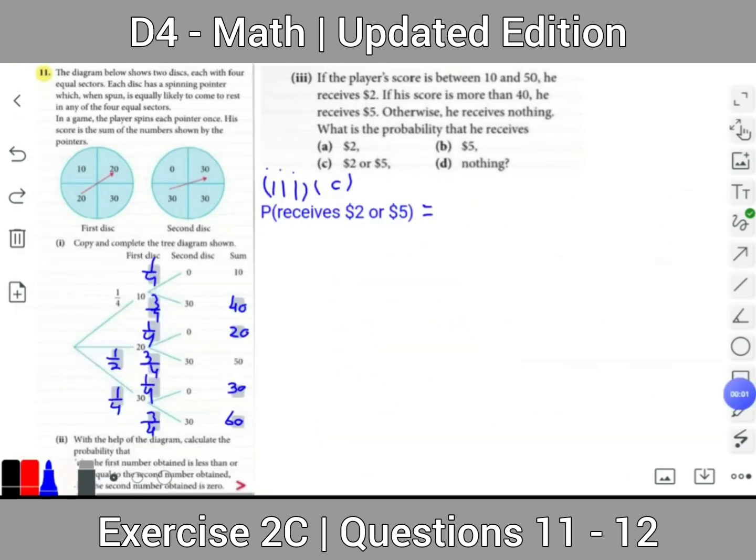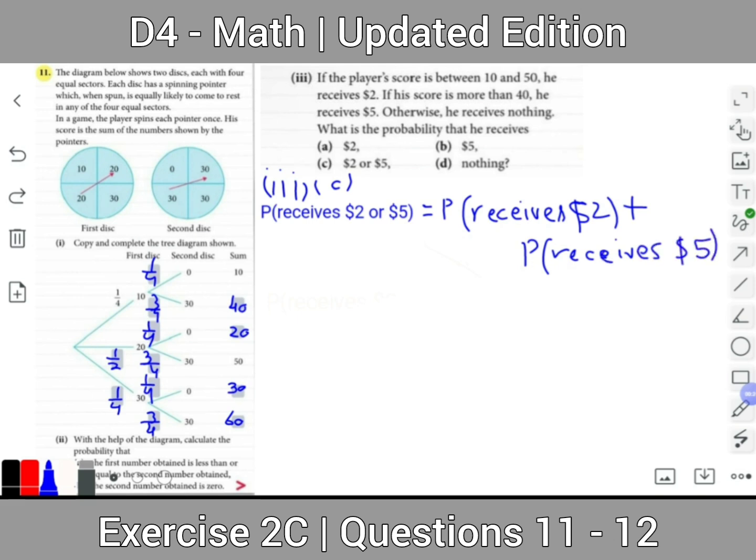The question 11, part 3C, we have to find out the probability that he receives $2 or $5. So for this we have two possibilities: the probability he receives $2 plus the probability he receives $5. Since we have found the probability that he received $2 in part A, and that was 3 over 8, and the probability that he received $5 was found in part B, and that was 9 over 16.